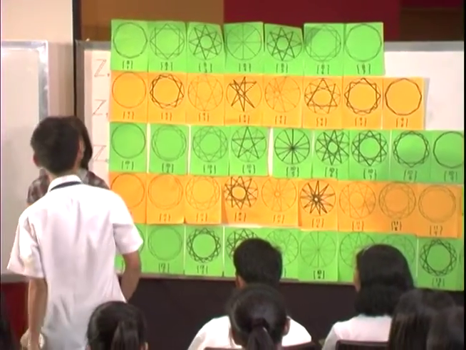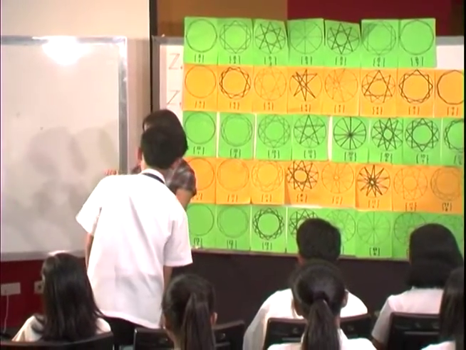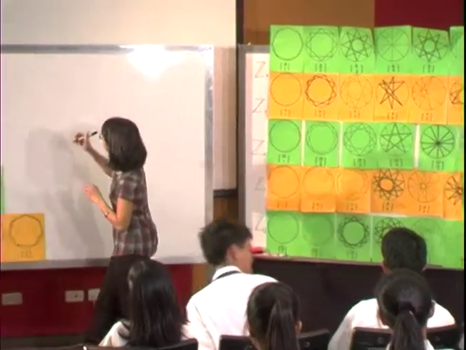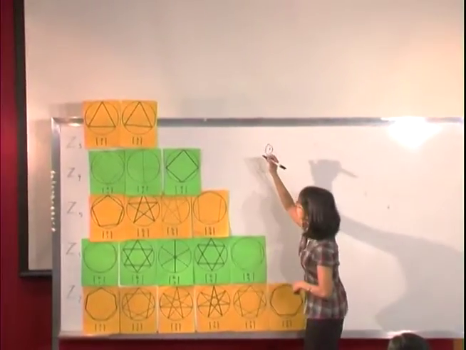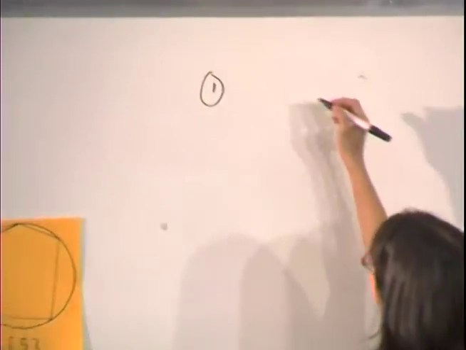Yes? There, Ronnie? The first and the last graph are the same. Okay, so let's make some conjectures. First conjecture, the first and the last graphs are all the same.